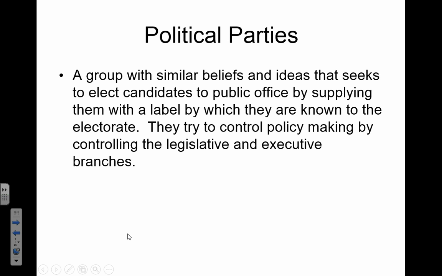It's not just a group of people who share a similar belief. It's a group of people who share a similar belief and then want to influence legislation. They want to influence policymaking in America. So not only do they share a belief, they want to get their members elected into office. And they want to get their members elected into office so they can influence legislation.